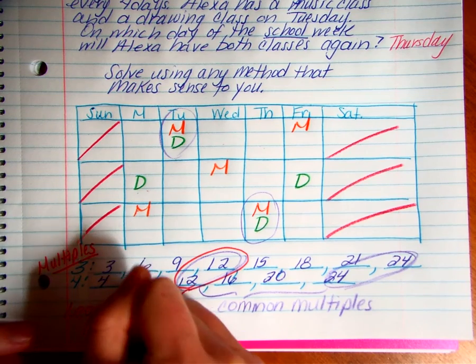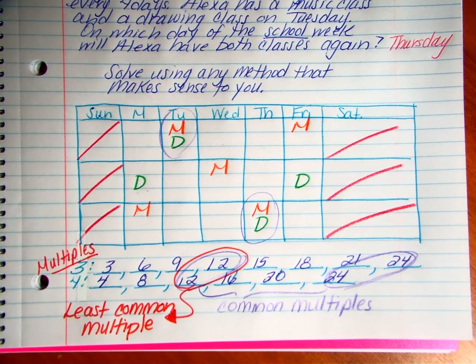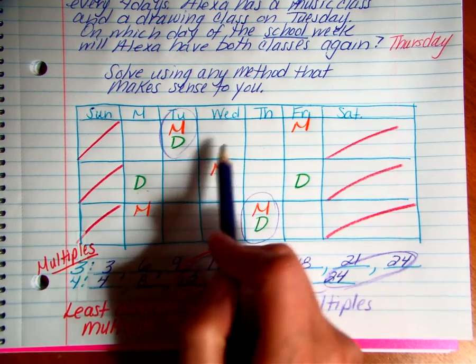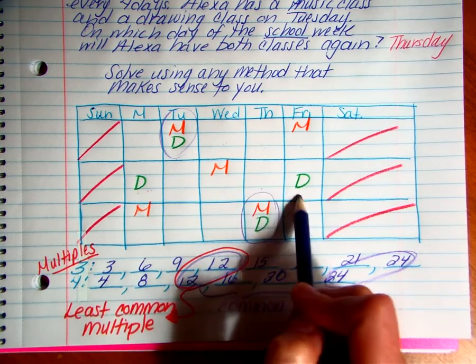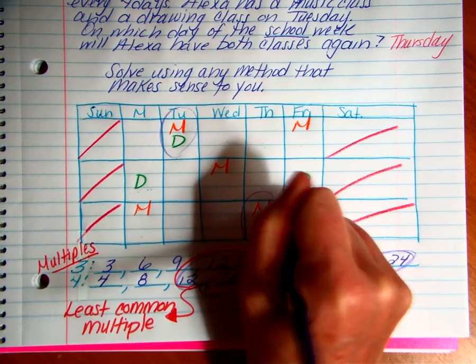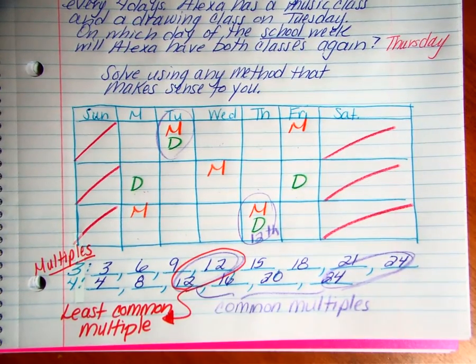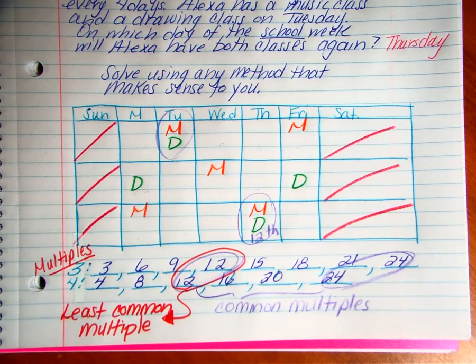Let's see how that plays out on our little calendar. 1, 2, 3, 4, 5, 6, 7, 8, 9, 10, 11, 12. On the 12th day, they repeat again.